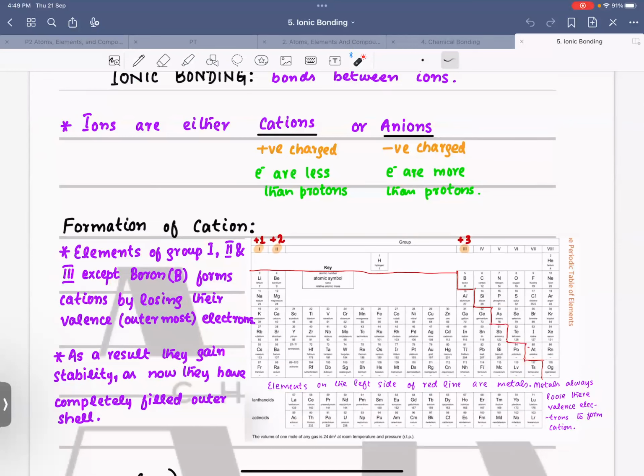This is the staircase. On the left side of the staircase we have the metals, and it is the property of metals that they always like to use their valence electrons and form cations.